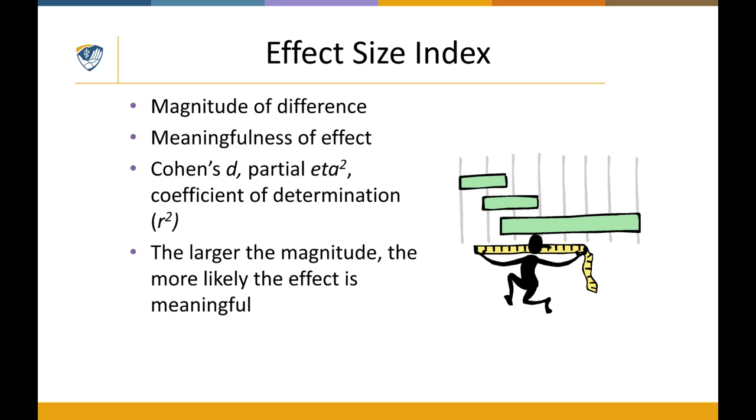The larger the magnitude of the difference, the more consistent that difference will be from sample to sample, and the more likely the difference we're seeing in our samples will be present in the population. There are some common effect size measures out there. There are quite a few, but the most common we're going to see is Cohen's d, which is used for t-tests. We've got partial eta squared, which is used when we're doing ANOVAs. And then we've got the coefficient of determination, or R squared, that we see when we're doing correlations or regressions.